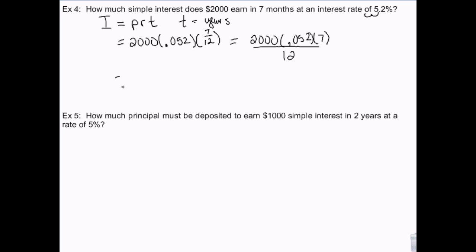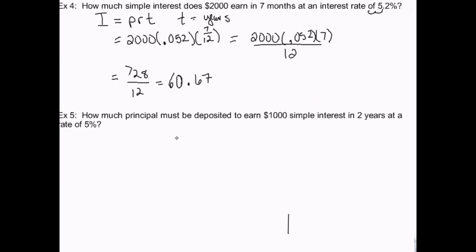Okay, so we'll do that multiplication across the top. So 2,000 times 0.052 times 7 gives me 728. Divided by 12. And I get 60.6 repeating, so I'm going to round that to 67. So it would be $60.67 in that 7-month period. Does that make sense?